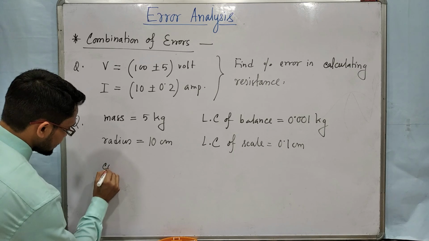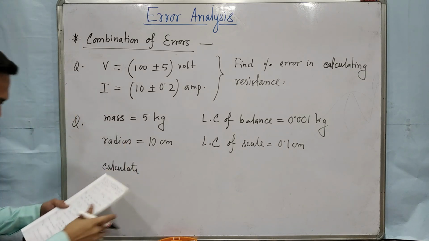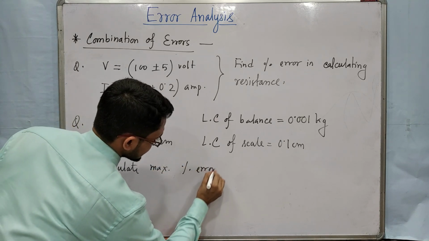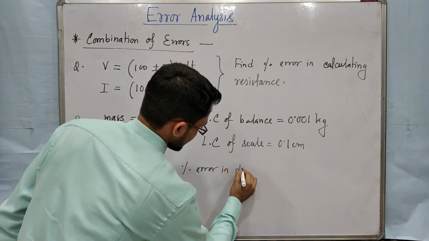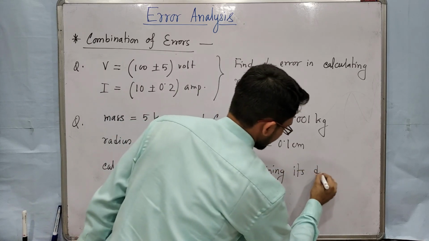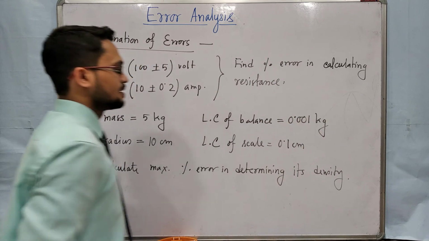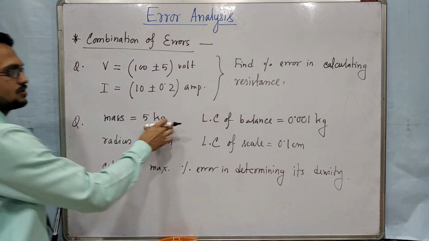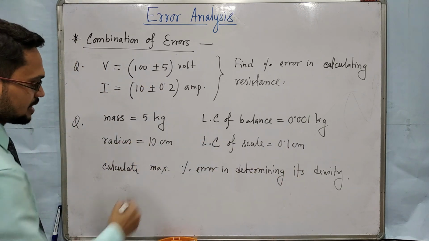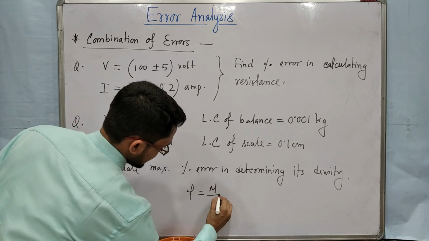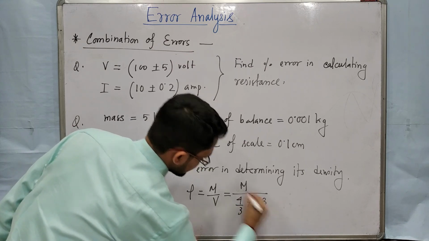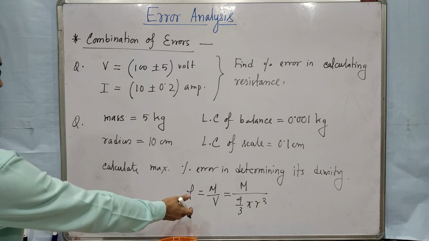Calculate the maximum percentage error in determining its density. Understand? So this is the true value, this is error. Here you have to first find the formula. Density is what? Rho equal to mass by volume. Volume is a derived quantity, so 4 by 3 pi r cube. Use this formula and then find the maximum error of rho.